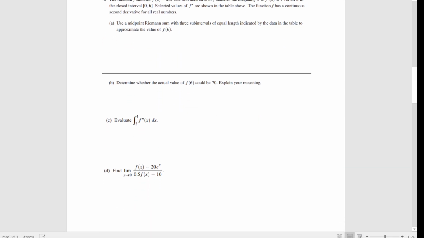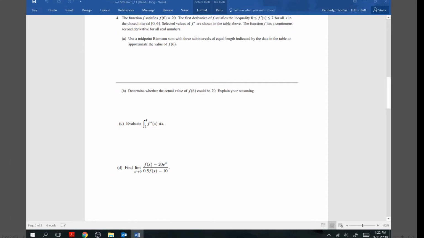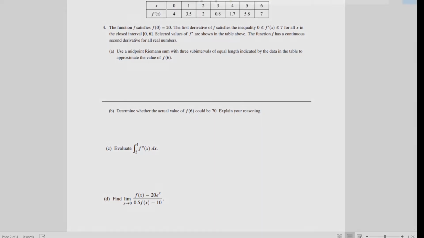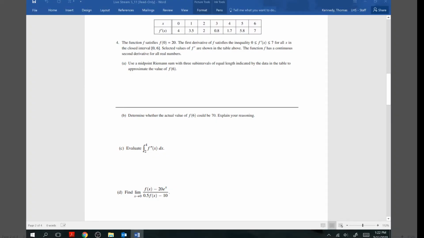All right, next one. Determine whether the actual value of f of 6 could be 70. Why did I take my graph off the page? That was really dumb. All right. So could f of 6 be 70 is what this is saying. So first of all, we know the initial condition is 20. So 20 is our starting point. And then these are the slopes at all these different points. So they're all the possible slope values that could change us across each of those points.